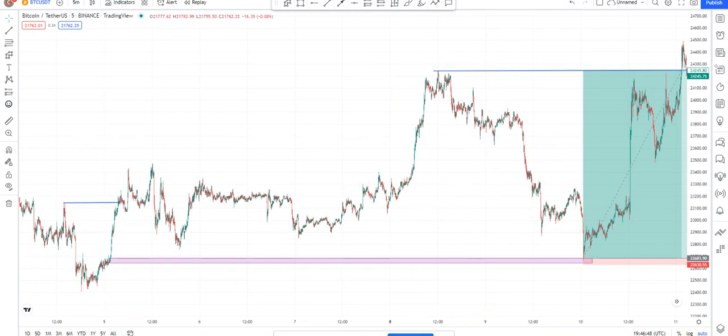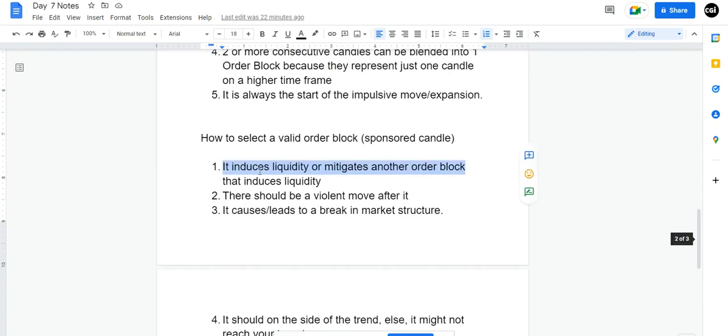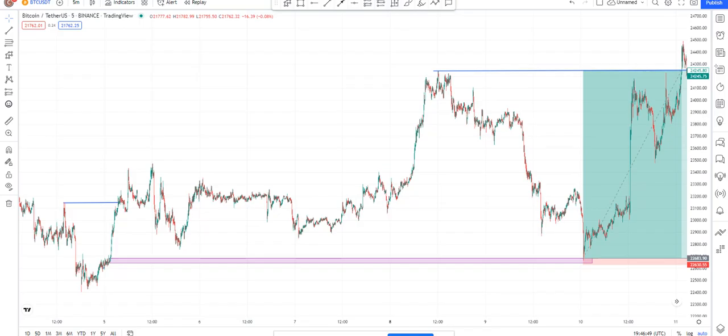Going back to the rules, the rule is that it induces liquidity. It is always the start of the impulsive move. Don't ever forget this rule. It's always the start of the impulsive move. You can remember that I selected that candle at the beginning.